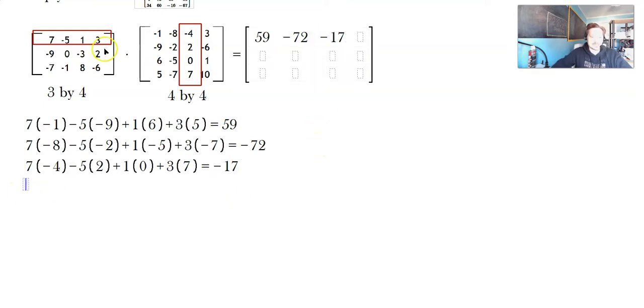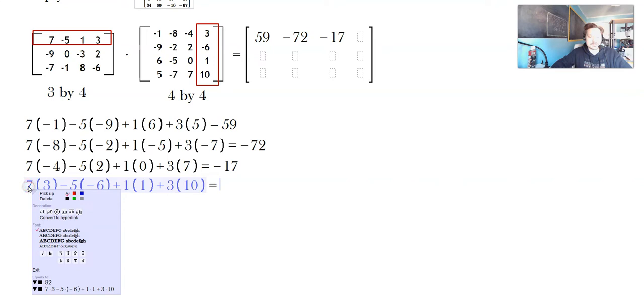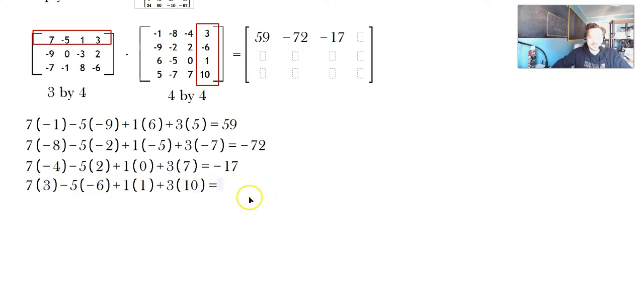Then you go on to the next one. You take your column scanner, so to speak, and move it over to here, and then you're going to multiply. So 7 times 3 minus 5 times -6 plus 1 times 1, and then plus 3 times 10. Punch this into your calculator as usual. That's going to give you a value here of positive 82. So that's the entry in this position right here.